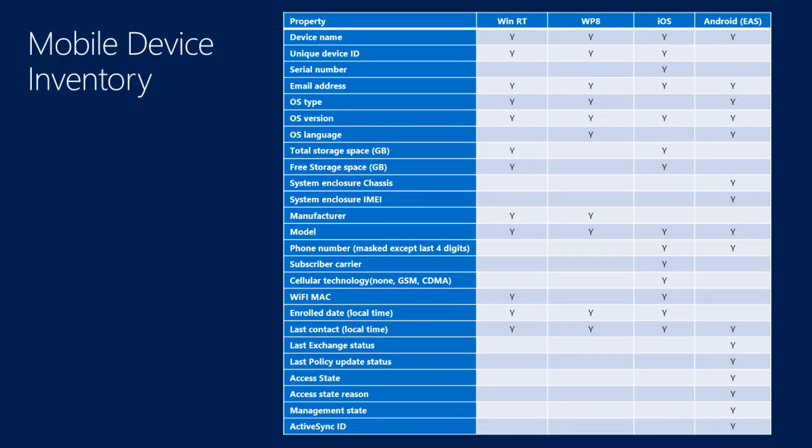Another little eye chart here, just to illustrate some of the inventory properties that we can pull back. And as I said, it depends on what the platform enables for us. Some of the platforms we can't pull back various bits of these attributes, like storage space. But we try and pull back whatever we can based on the APIs given to us.